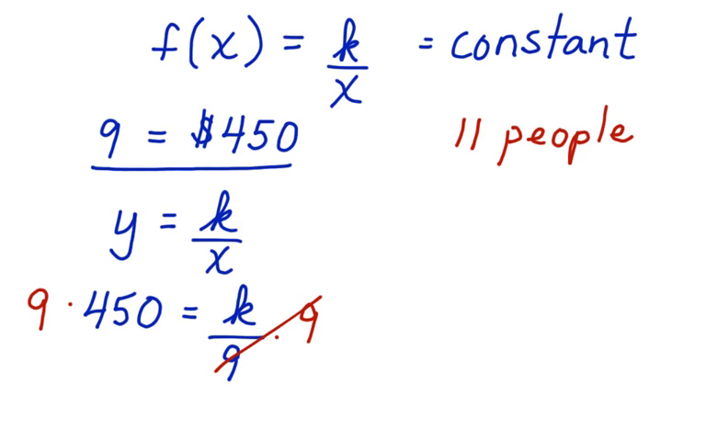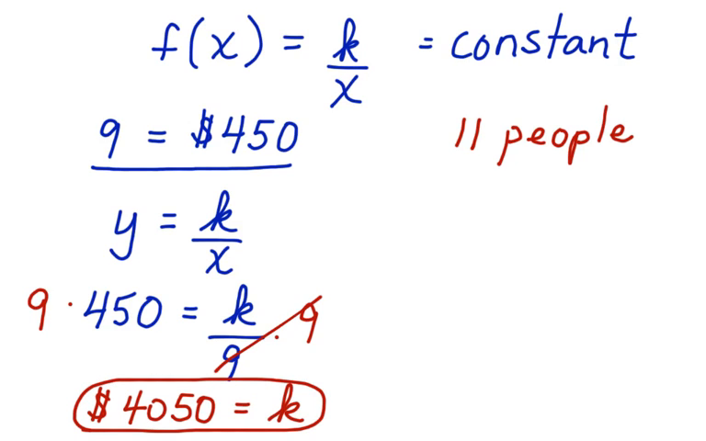These cancel, and our total amount of money is $4,050 = k. This is the constant. It's the constant price. No matter how many people go, the cost for the trip is $4,050. Now we know the constant.